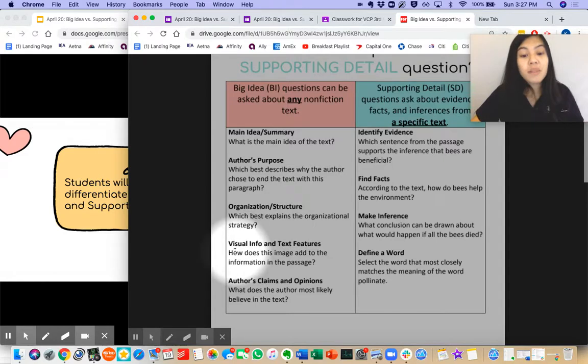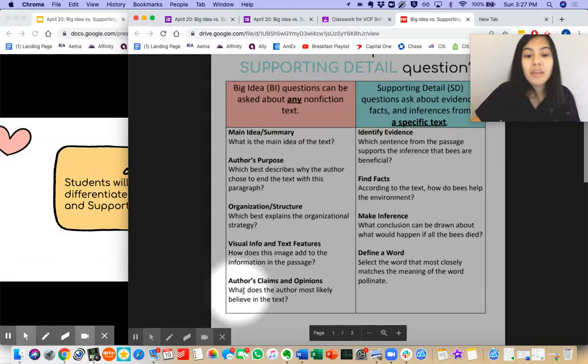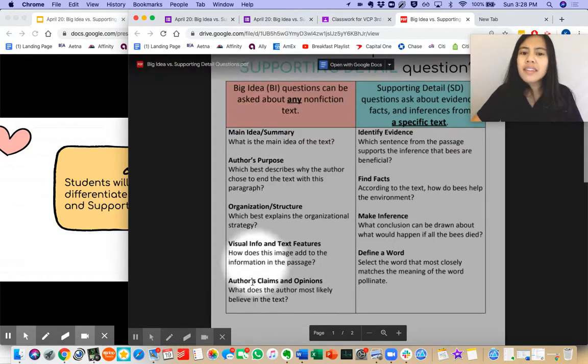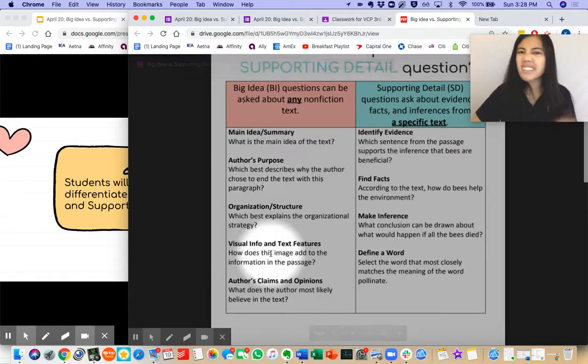This could be a question about visual info and text features, like how does this image add to the information in the passage? A big idea question could also be asking about the author's claims or opinions. What does the author most likely believe in the text? Friends, do these types of big idea questions sound familiar? Tell me.